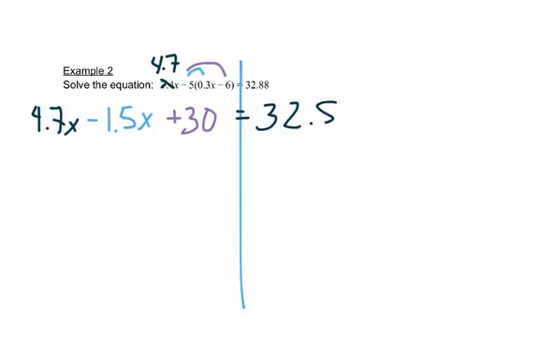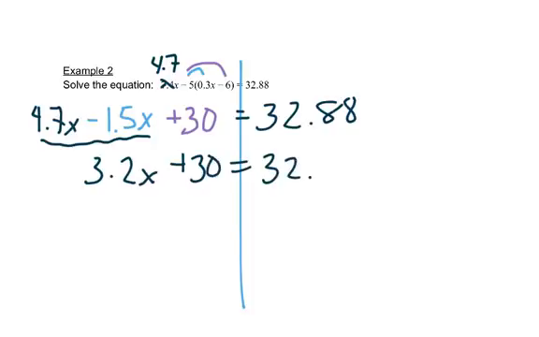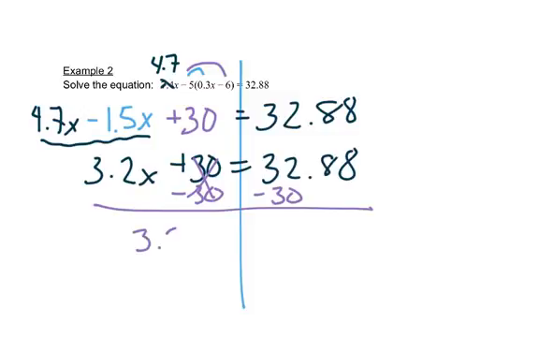And remember that we want to do everything on each side separately as much as we can. So the first thing we'll do is we'll combine these that have x's that are on the same side. So we'll do 4.7 minus 1.5, and we get 3.2x. And then we can subtract 30 from both sides. So I get 3.2x equals 2.88.